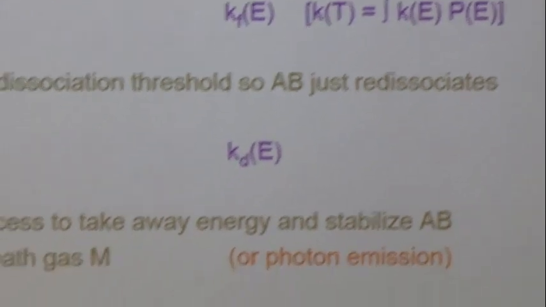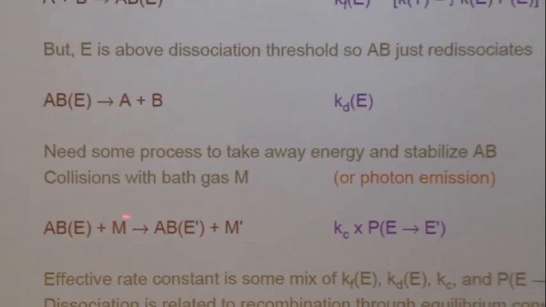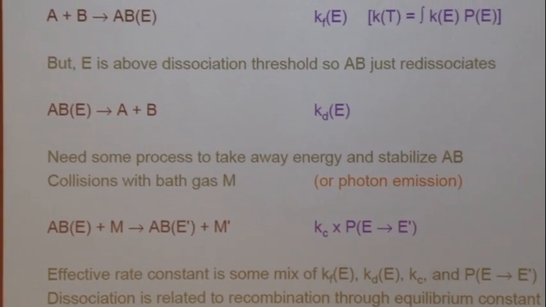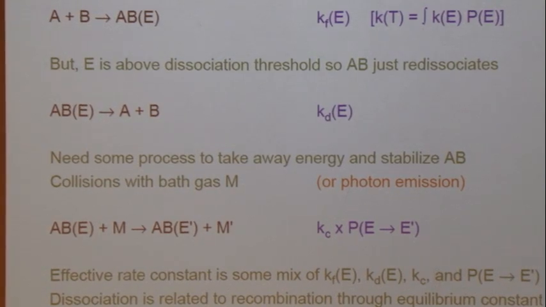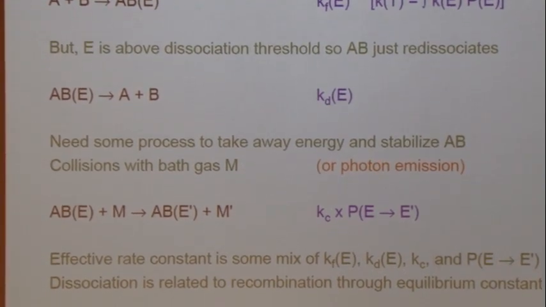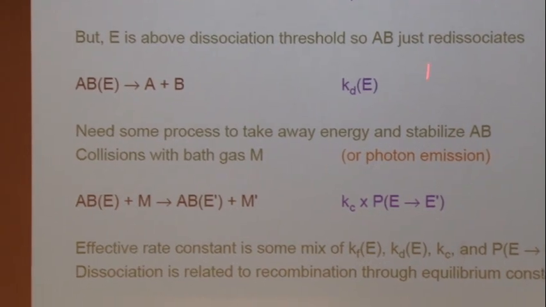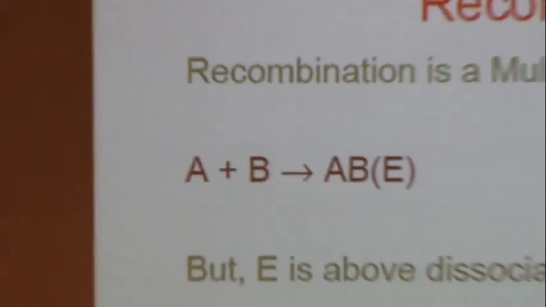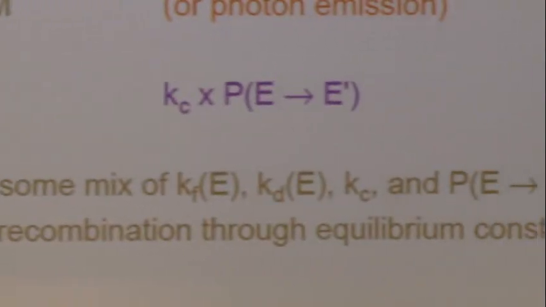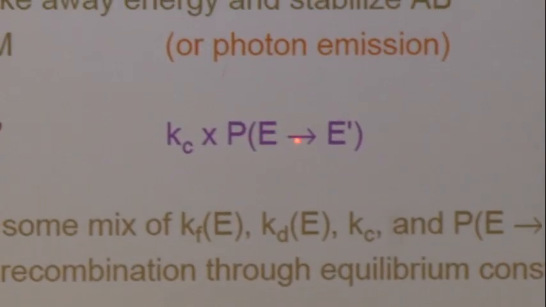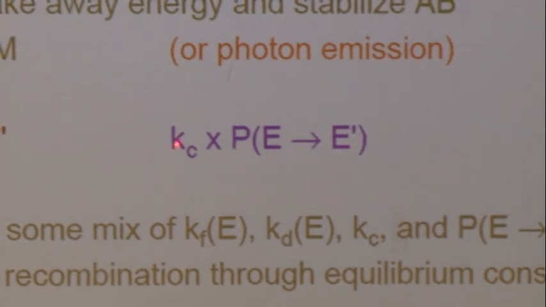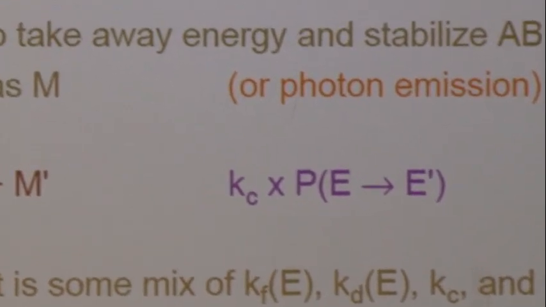And then you have to figure out how fast you lose energy when you have collisions. In interstellar space, where there are no collisions, it might be photon emission: the highly vibrationally excited AB, those vibrations might radiate infrared photons, and that would be a way to lose energy as well. All right, and so the overall rate that you see for how fast AB comes together and actually makes a stable AB is going to be some complicated combination of all this stuff, where this is the probability of the collision taking away some amount of energy. Kc is the collision rate, how often it collides with a bath gas to thermalize it.